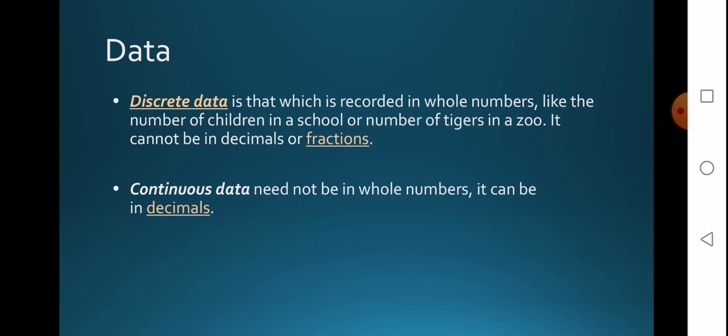Next is continuous data. Data need not be in whole numbers and can be in decimals. So continuous data is data that can take any value. Height, weight, temperature, and length are all examples of continuous data. Now, some continuous data will change over time, like the weight of a baby in its first year or the temperature in a room throughout the day.